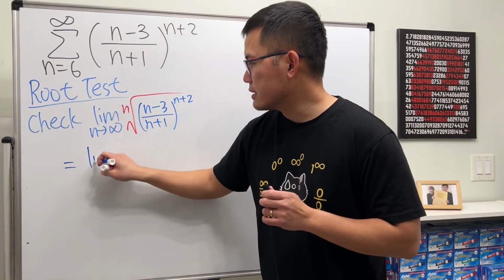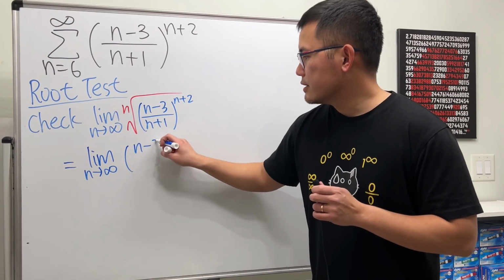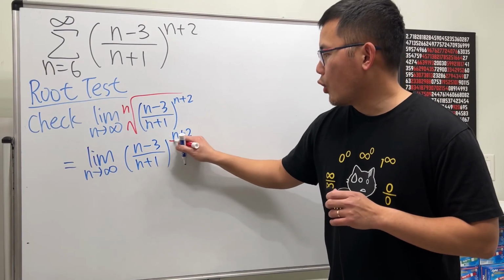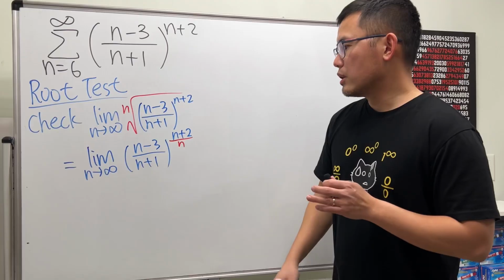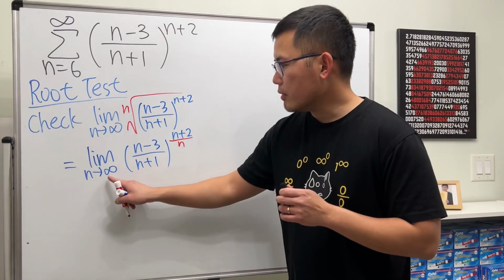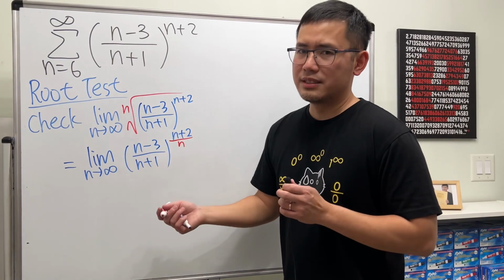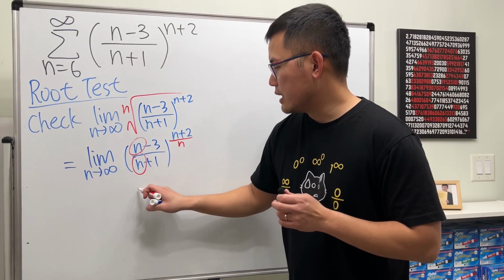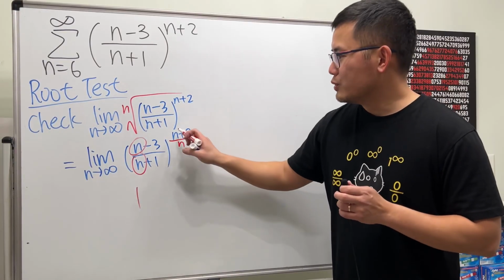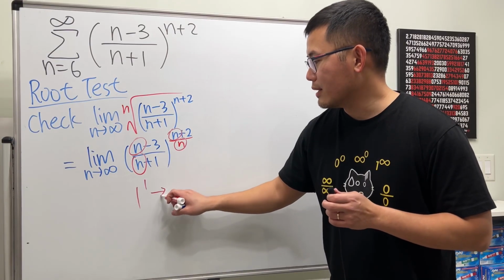So this right here is the same as the limit as n goes to infinity of n minus 3 over n plus 1 raised to the n plus 2 over n. Let's see what happens if we plug infinity into all the n's. Inside, the minus 3 and plus 1 don't matter, so we just get 1 inside. For the exponent, as n goes to infinity, we just care about this n and that n, and again that will give us 1. So that will just give us 1.